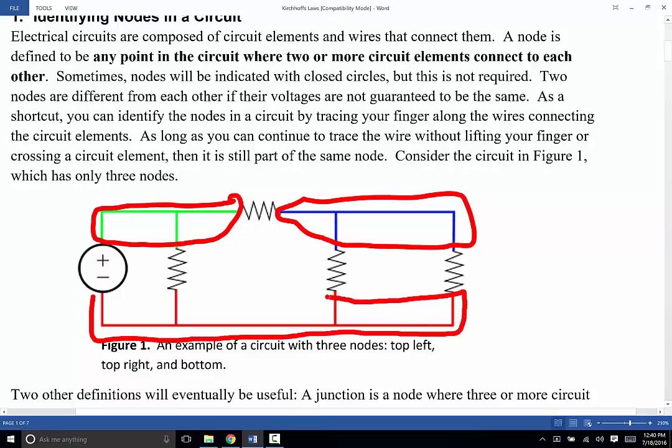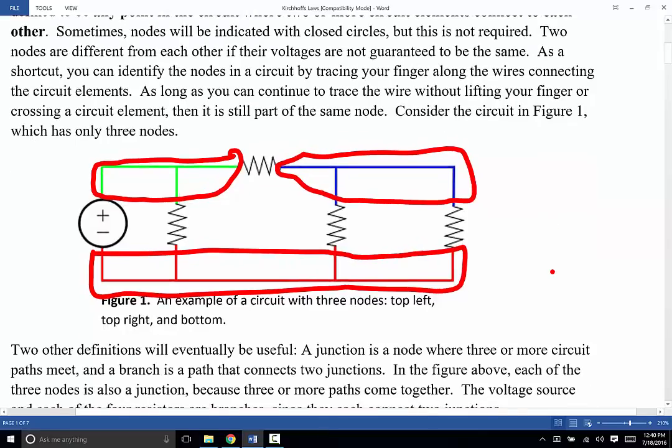And so you can see there that by trying to identify connections amongst all the wires that have no circuit elements in the middle of them, we're able to identify the nodes. So that's a good shortcut for trying to figure out how many nodes are in a circuit. Being able to figure that out will become a very valuable skill to us later on in this course.